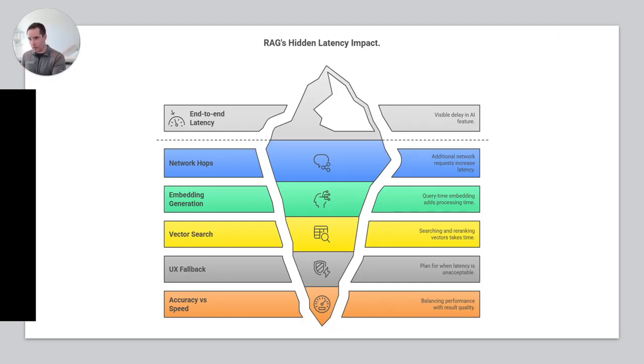So a PM owning an AI feature must explicitly address where latency is acceptable in the user experience, what the UX fallback is when latency spikes, and what accuracy versus speed trade-offs are acceptable. Because there are no decisions, there are only trade-offs in product.